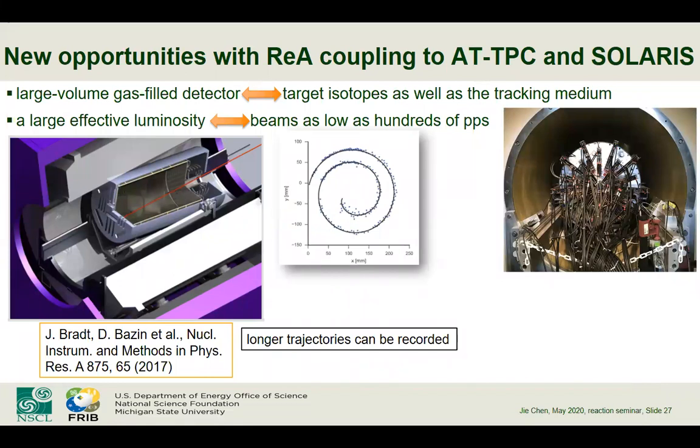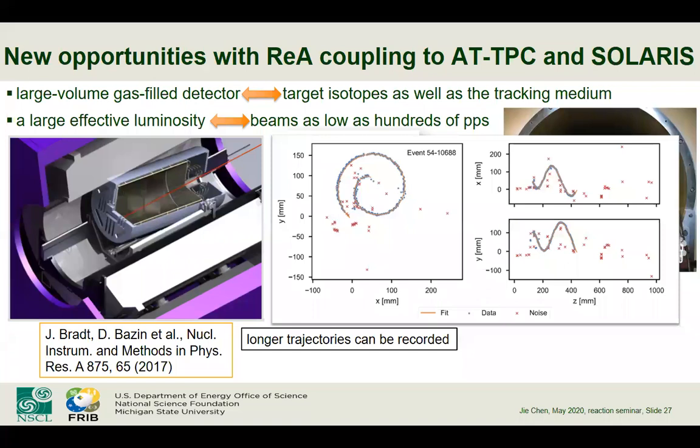So the ATTPC is a large gas-filled detector. The nuclei in the gas volume act as the target isotopes as well as the tracking media, which gives a very large effective luminosity. So it will allow direct reactions to be carried out with beams as weak as 100 particles per second. The ATTPC can get more advantages when operating with the magnetic field, where longer trajectories can be recorded.